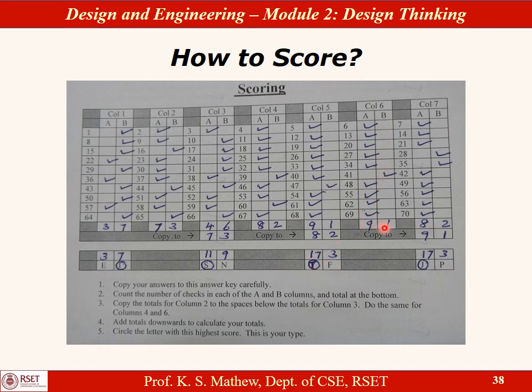Column 7 total has to be copied below column 7 and take a sum, 17 and 3. So J is the personality type. So your personality type is ISTJ. You can look at the sample. You can take this as a reference for scoring, how to score, and do the MBTI test and score and determine your personality type.